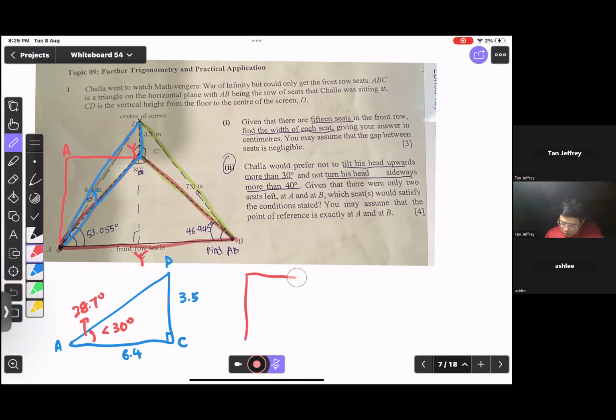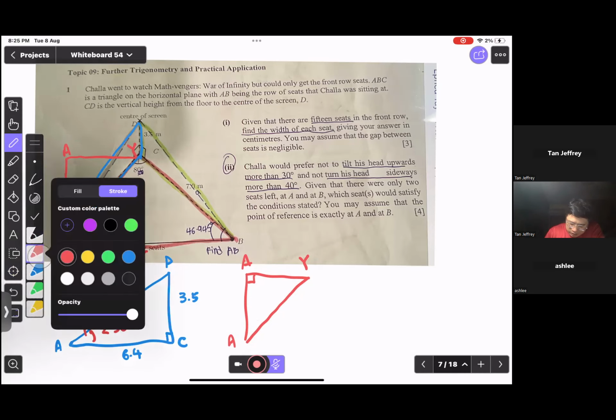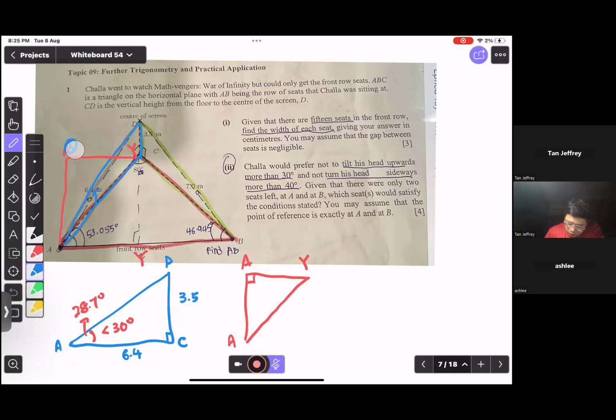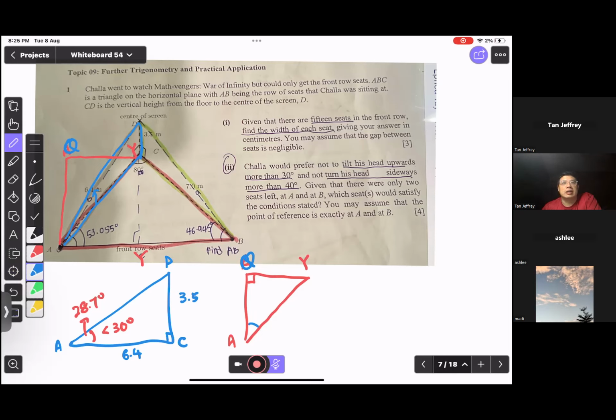Now if you look at this triangle in red, AY is here, right? AY, and then there's another A. Okay, let me call this maybe Q. Then you need to find angle QAY. QAY must be less than 40 degrees. As long as you check both sides, you find that A satisfies the answer.